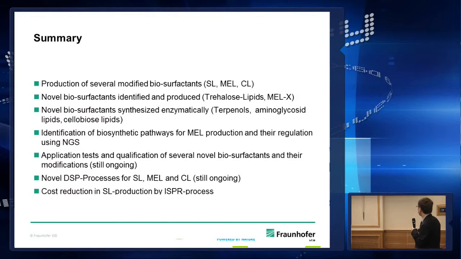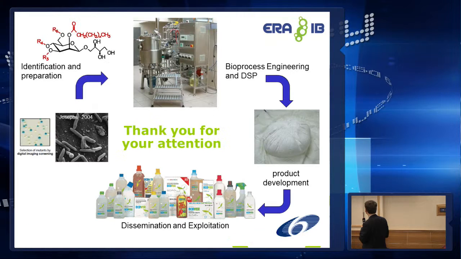The novel downstream processes for the three main glycolipids I've shown you, SL, MAL and CL, are also still ongoing, and EcoVare already is in the calculation process of the cost reduction that they have estimated from the small-scale experiments by this new ISPR process. With that, I'm at the end.